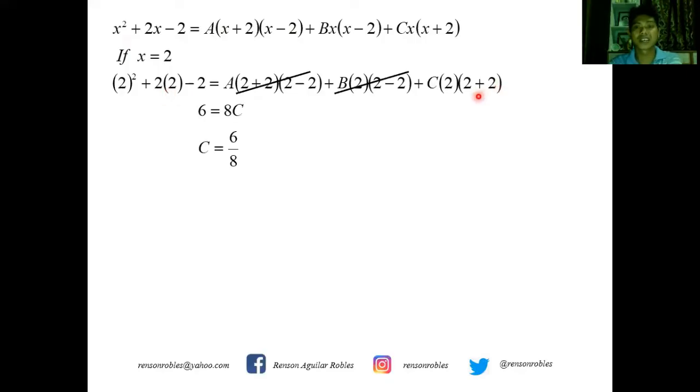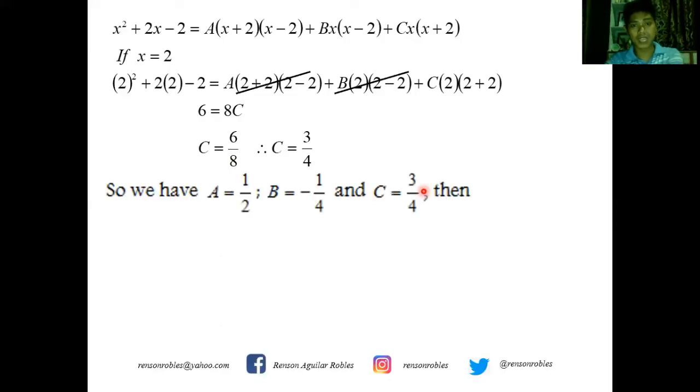And then the right side, this is 2 plus 2, which is 4, times 2. That's 8c. So you have 6 equals 8c. And dividing both sides of the equation by 8, we have 6 over 8, and therefore c equals 3/4. So we now have the values of A, B, and C, which are equal to 1/2, negative 1/4, and 3/4.